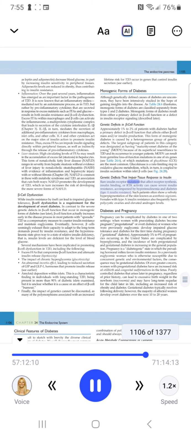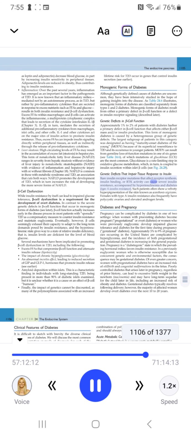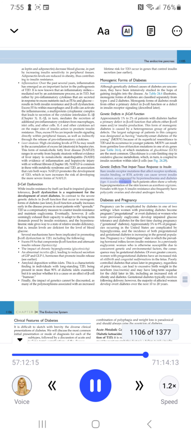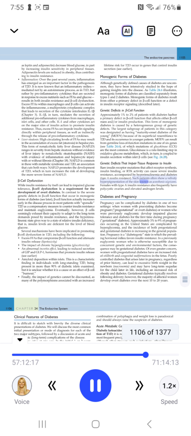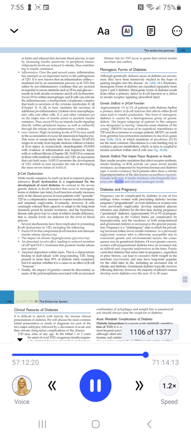Rare insulin receptor mutations that affect receptor synthesis, insulin binding, or RTK activity can cause severe insulin resistance, accompanied by hyperinsulinemia and diabetes. Type A insulin resistance. Such patients often show a velvety hyperpigmentation of the skin known as acanthosis nigricans. Females with type A insulin resistance also frequently have polycystic ovaries and elevated androgen levels.